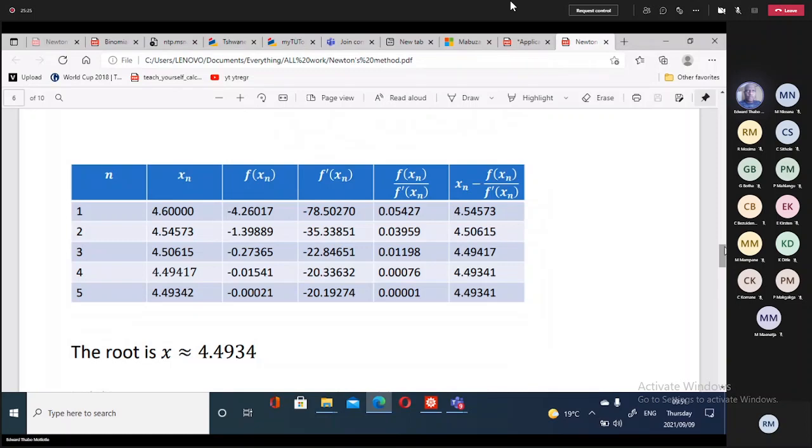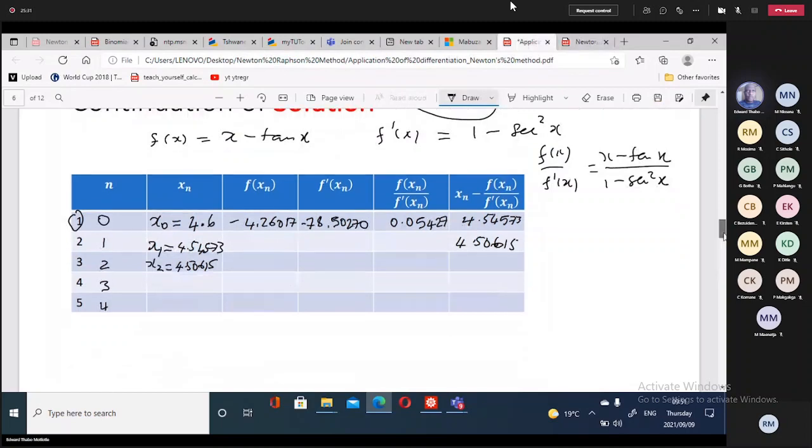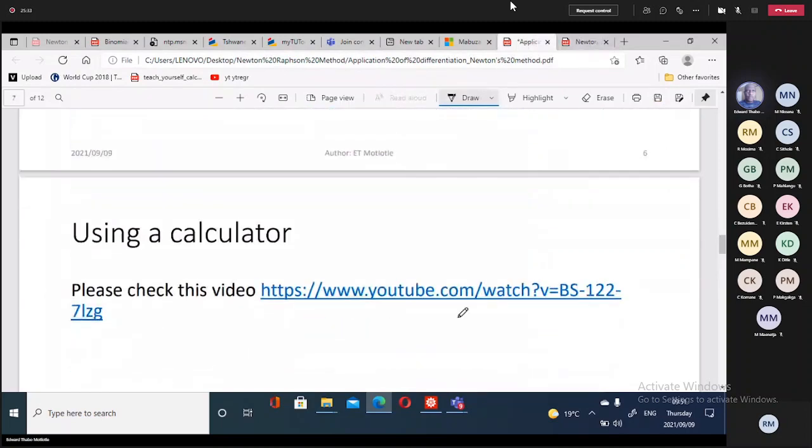Okay, now for those who have advanced calculators, I've shown you that one. Now using a calculator here, I have a short video. This video shows you how to use a Casio, this advanced one, Casio FX911Z Plus, and other, more advanced ones, because they're improving every time. So this is the video that you're going to use, okay? You'll use that video.